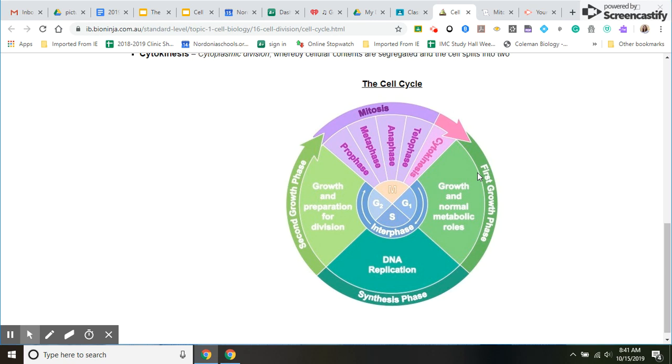Now, I talked about three checkpoints throughout the cell cycle. The first one was at G1 telling us, hey, we need to divide. We're getting inefficient. We're too large. We're not able to make our proteins. Something's not happening right, and we need to divide.